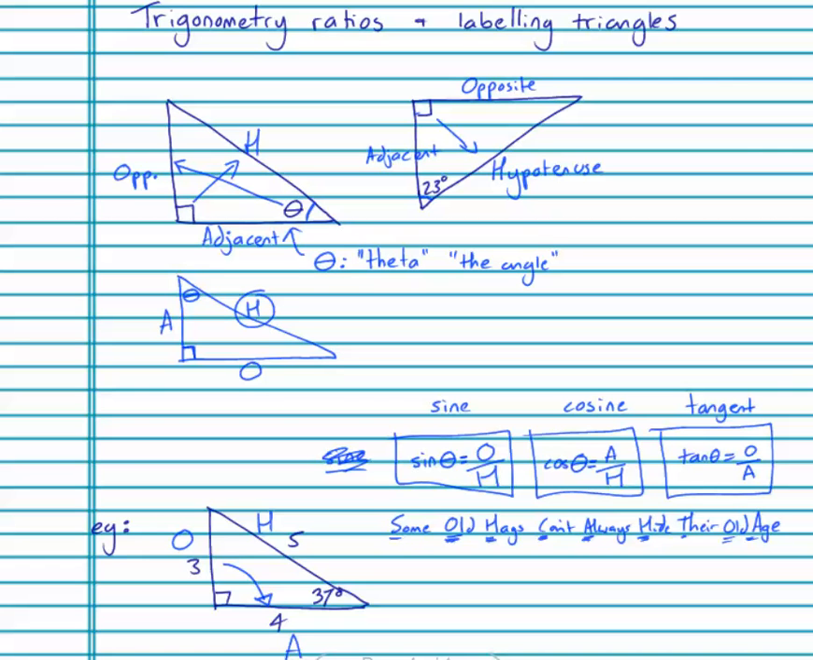Next lesson, we'll learn how to use these ratios. For now, I need you to be able to label the sides opposite, adjacent, and hypotenuse on any right-angled triangle. And I need you to know those three ratios and be able to write them exactly as I've written them in these three boxes. Know their names and which sides are involved.